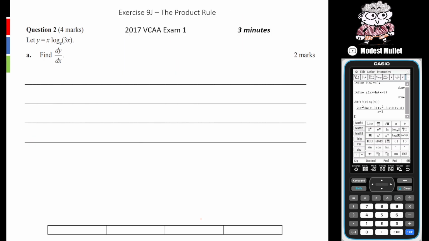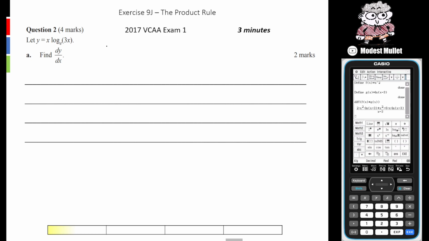So let's jump straight into an example, and this was from 2017 VCAA Exam 1, so this is tech free. We have y is equal to x log e to the 3x, find dy/dx. It's not using function notation.